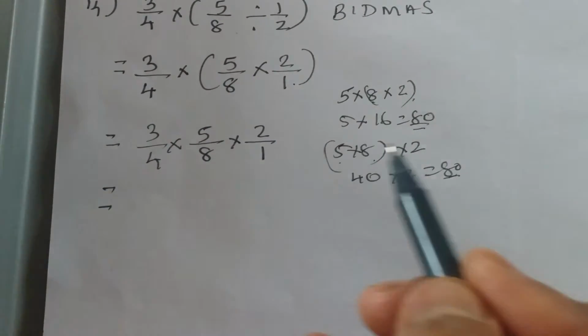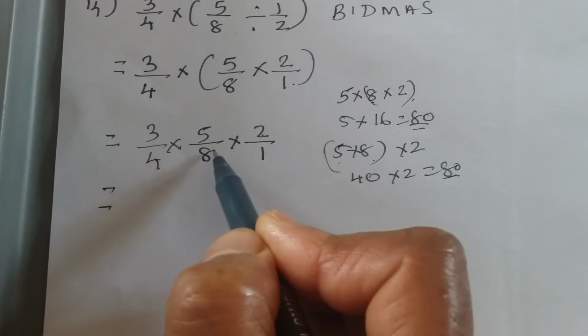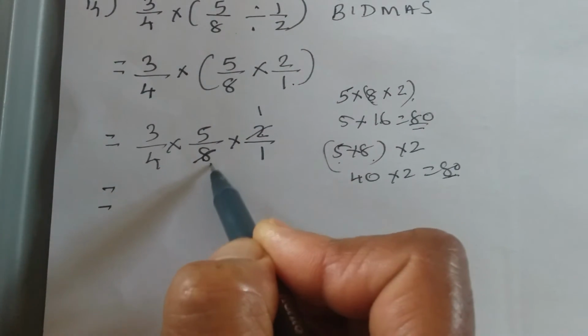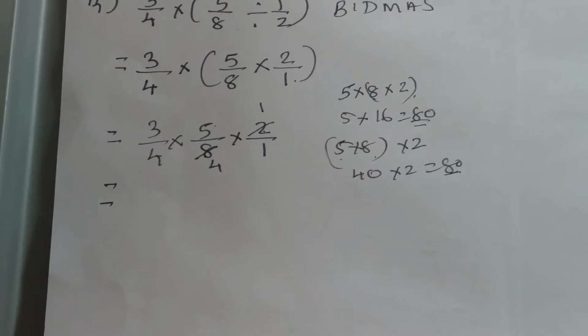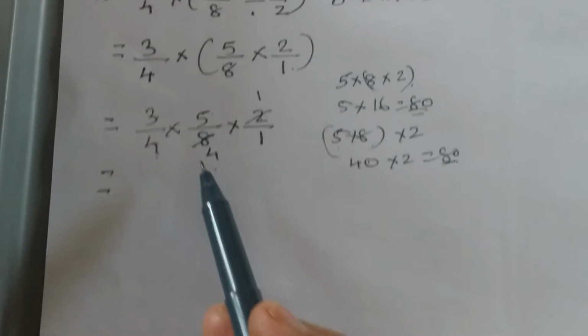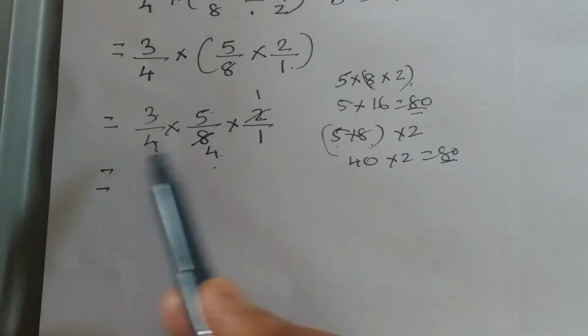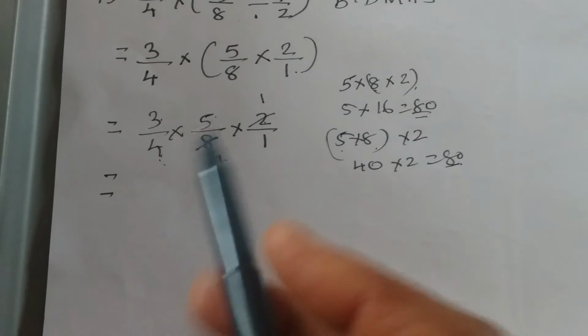So now here, if you cancel, what can be cancelled? 2 and 8. 2 1s are 2, 2 4s are 8. Anything else can be cancelled? 5 and 4, no common factor. 3 and 4, no common factor. Okay, 4 and 4. Can we cancel 4 and 4 by the 4 table? 4 1s are 4, 4 1s are 4. Both come in the 4 table. Can we cancel? No, we cannot cancel.